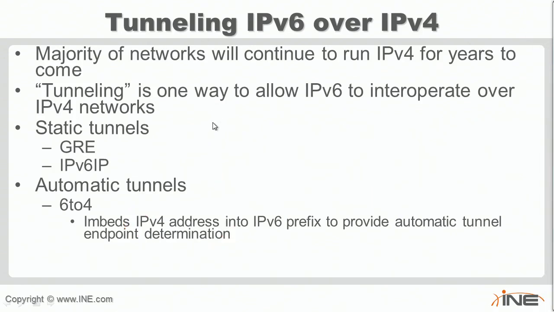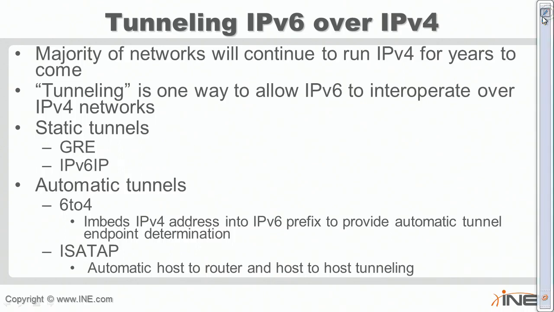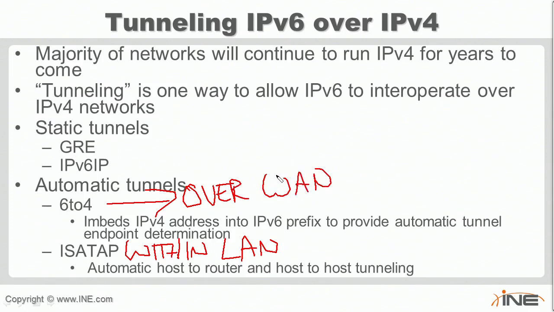Another way to do this is with what's known as an ISATAP tunnel. ISATAP is a protocol that Microsoft came up with, the Intra-Site Automatic Tunnel Addressing Protocol. The idea is that you can run IPv6 over your LAN without having all of the devices running IPv6. So this is within the LAN. This is over the WAN. This is the one that the routers run. This is the one that your end host would run.